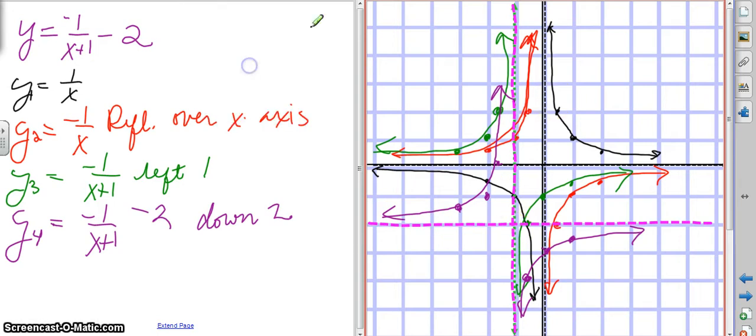So my final graph looks like this. That's one way to graph. Check out the next video for another way to graph it by using the asymptotes, the x-intercepts, and the y-intercepts and choosing points.